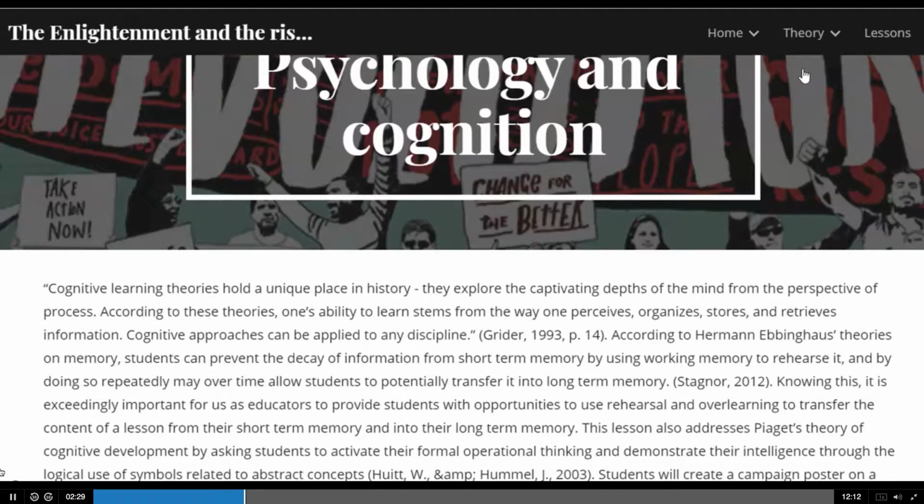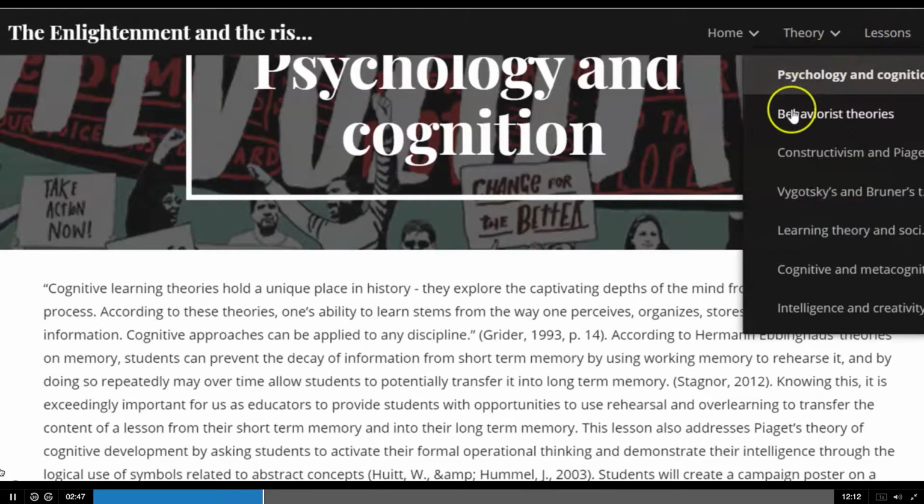to their long-term memory. Another theory that we apply this week is Piaget's theory of cognitive development as it relates to symbols, being related to abstract concepts. We do this by asking students to create a campaign poster on a philosopher of the Enlightenment using quotes, slogans, and most importantly, symbols.